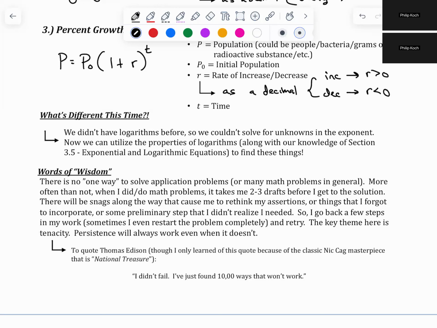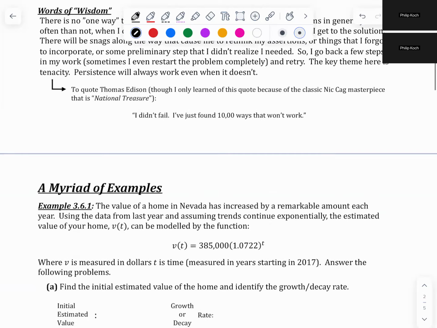Always have tenacity. And to quote Thomas Edison, which I never learned from Thomas Edison, but I learned it from the great classic Nick Cage movie that is a national treasure, The National Treasure. I didn't fail. I just found 10,000 ways that wouldn't work. That's okay. You can learn by not learning things.